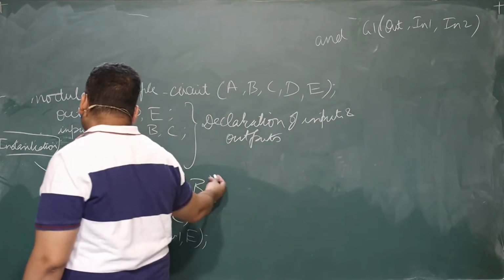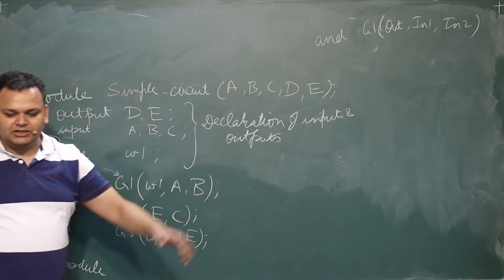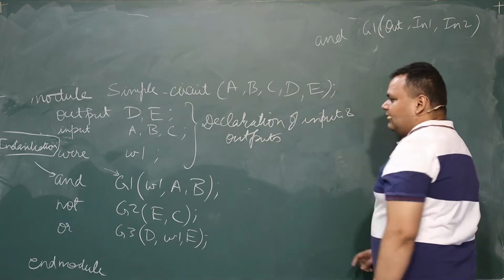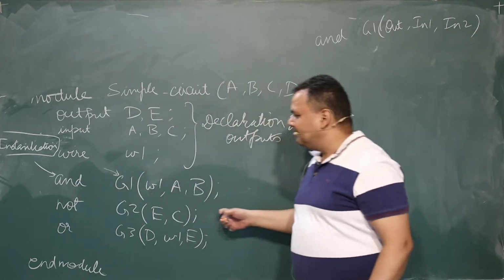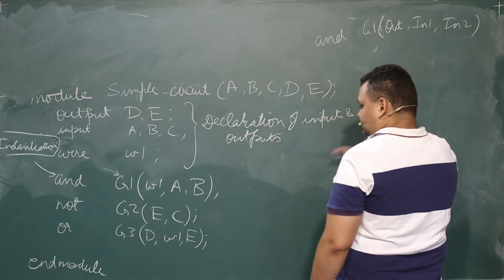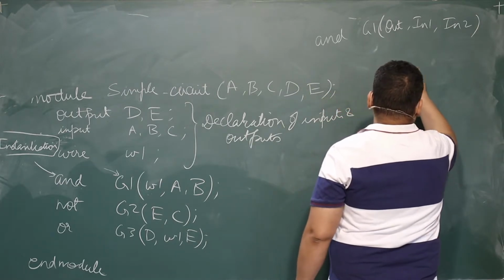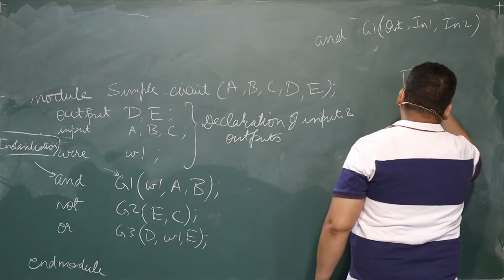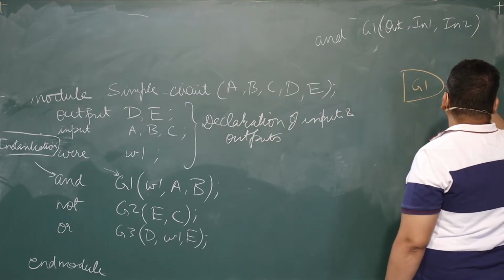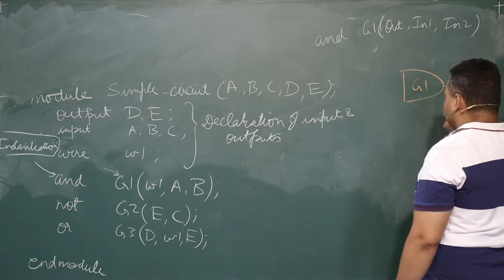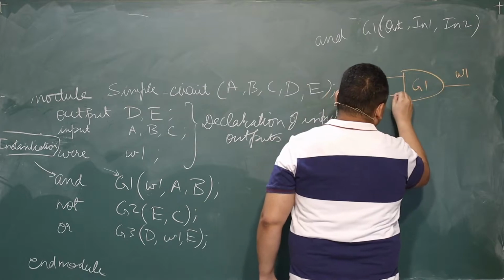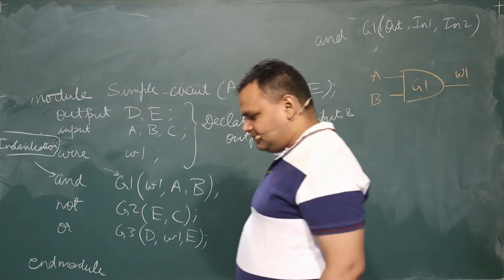If I were to ask you to draw a circuit equivalent to this, what will it look like? What will be the equivalent circuit of this particular statement? An AND gate with the inputs A and B and output W1. Yeah. So the name of the gate is G1, and then your output is W1, and the inputs are A and B. Okay?